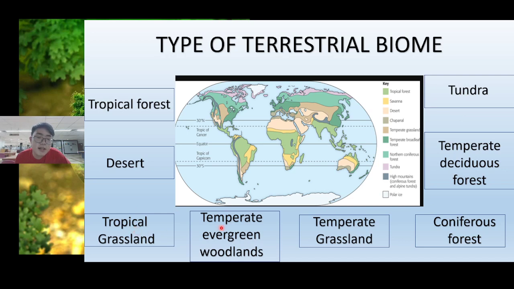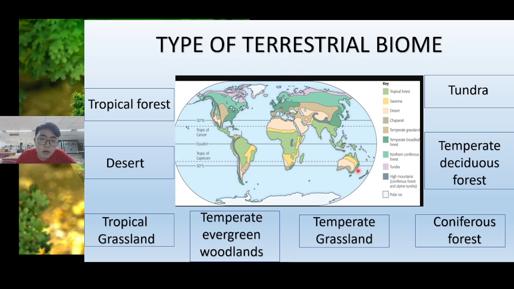And the others, maybe you haven't heard before: tropical grassland, temperate evergreen woodland, temperate grassland, coniferous forest, temperate deciduous forest, and tundra. Except for these two, all of these you have never heard before, but never mind. This video will explain them one by one.